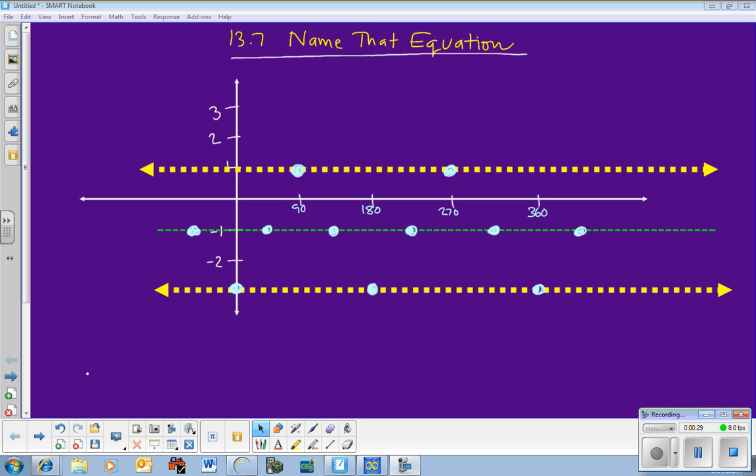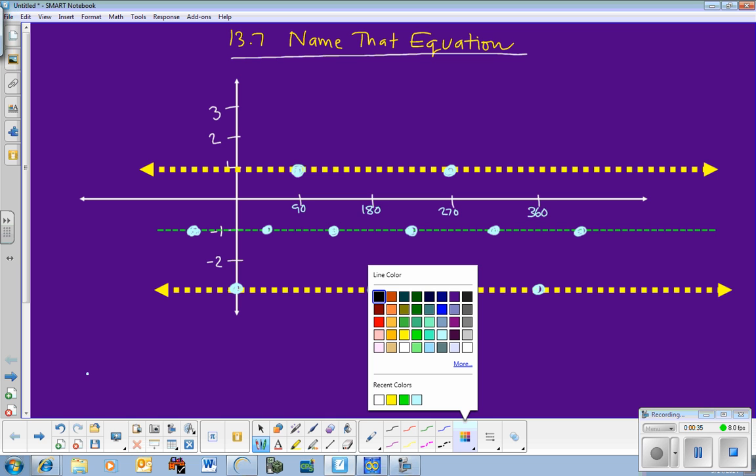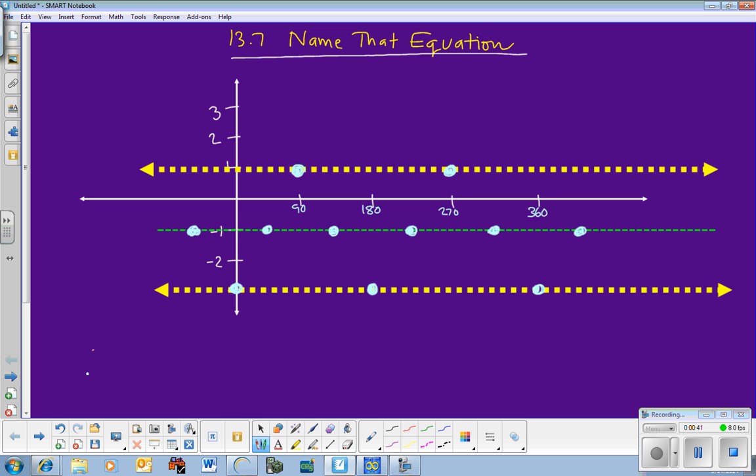So we've been graphing sinusoids. We're just going to reverse that process and start with the graph and then write the equation that goes along with it. So here's an example graph. This graph I'm going to draw like this.